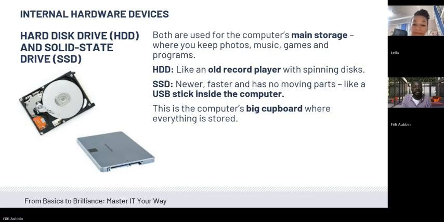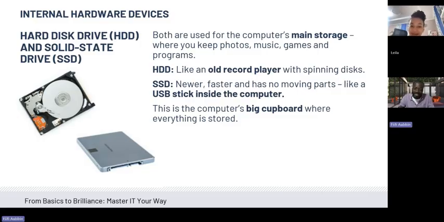Okay. So both are used for computers' main storage, where you keep your photos, your music, your games, and your programs. So you create folders, you download a movie, you put it in there. You have a project, you create your PowerPoint, you save it in a folder, somewhere on your computer, in your documents, in your downloads folder, wherever you decide to save. It's entirely up to you, but it is stored on the HDD or the SSD. Is that clear? Yes. Good.